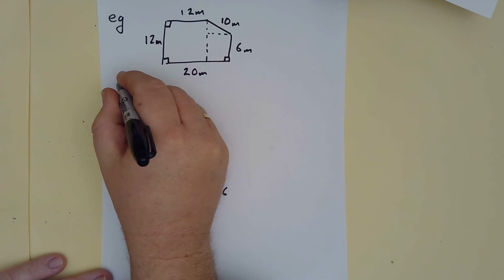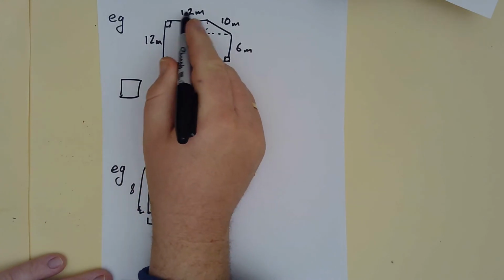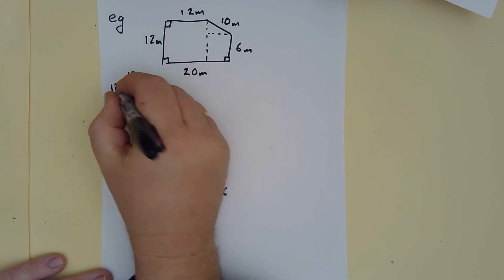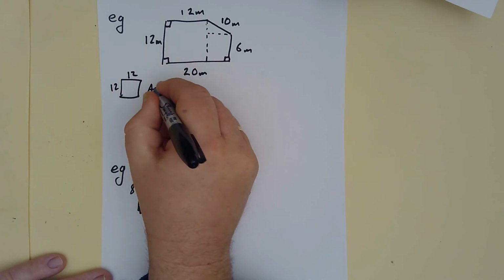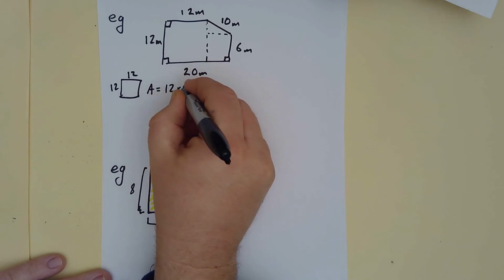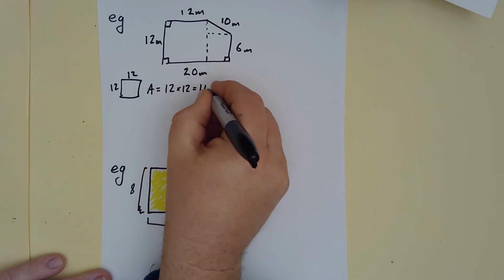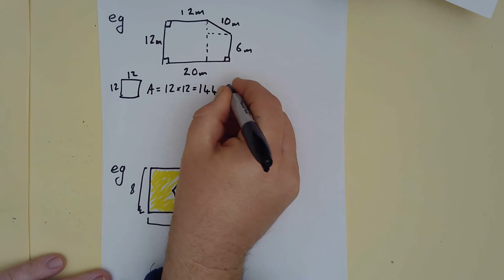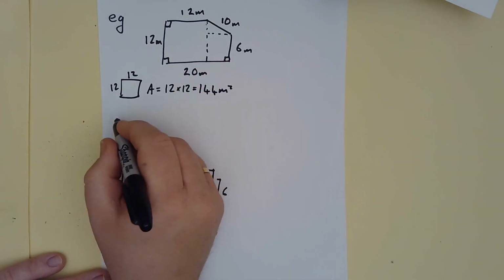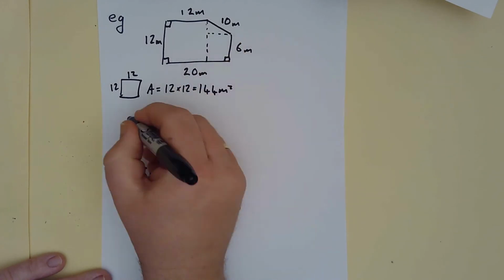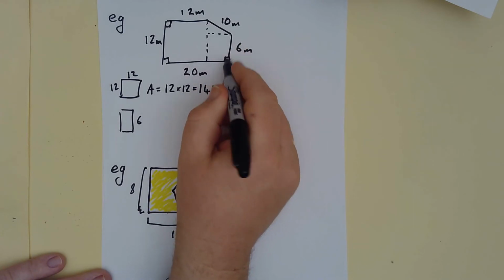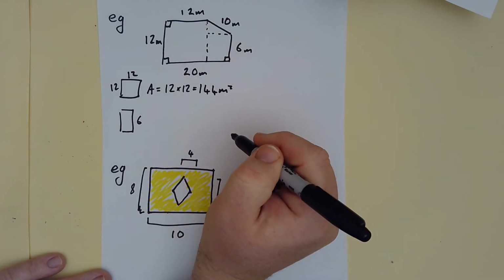So what we need to do now is work out the dimensions of each of these shapes. So I've got this bit here, and I can see that up to here it's 12 and down is 12. So its area is going to be length, breadth times width, which will be 12 times 12 equals 144 meters squared. So that's the first one. Now let's look at this rectangle down here. Well, I can see that quite easily that's going to be 6 up. That's easy to work out.